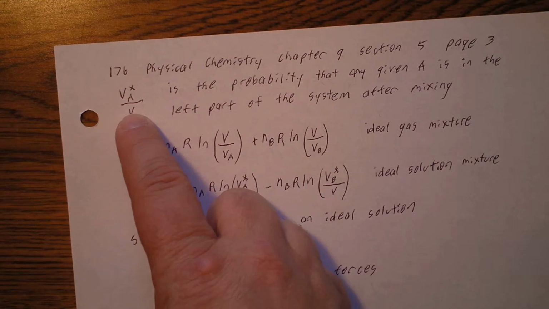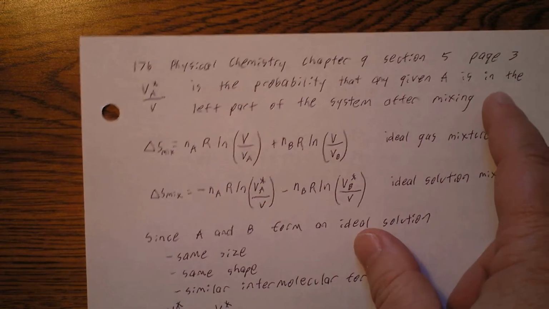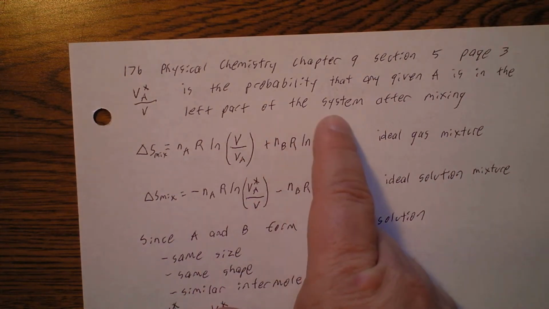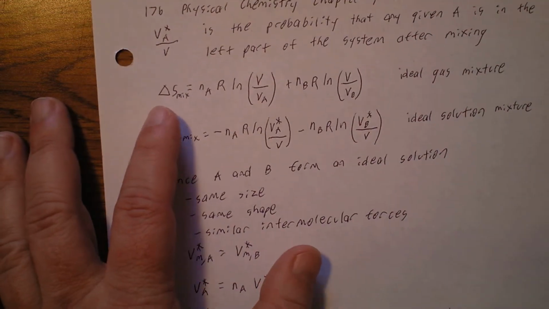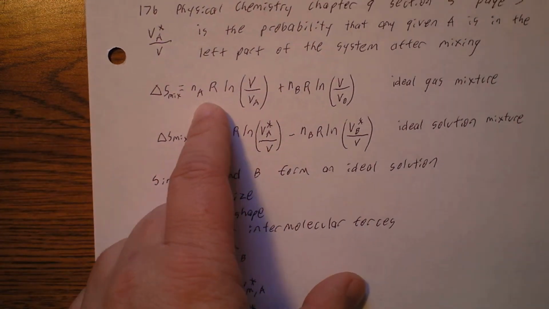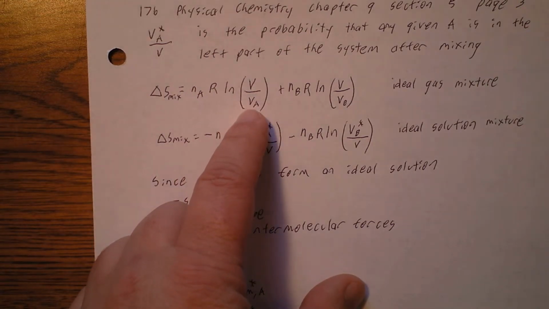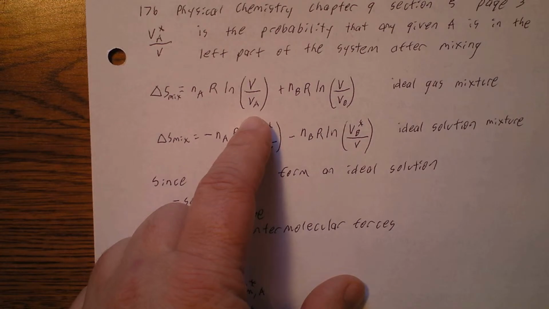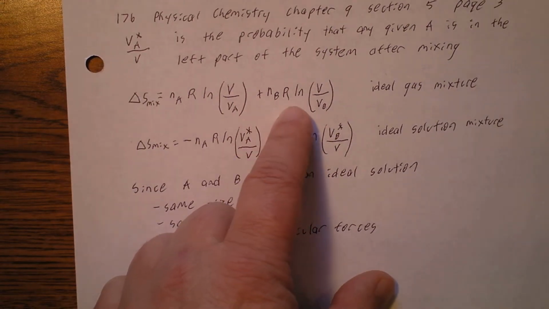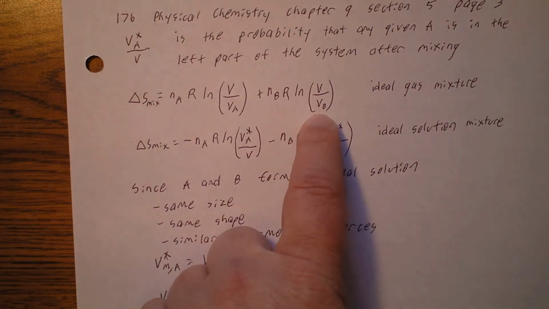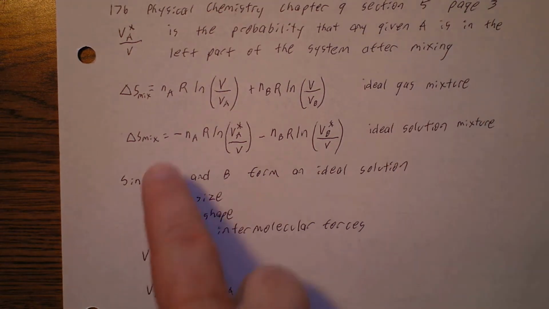So the volume of A unmixed divided by the volume, remember, is the probability that any given A is in the original part of the system before mixing, the left part for A. So the change in entropy from mixing is going to be the number of moles of substance A times R, the gas constant, times the natural log of the volume divided by VA, plus the number of moles of substance B times R times the natural log of the volume divided by the volume of B. This is for an ideal gas mixture.